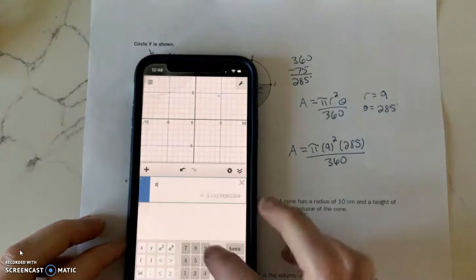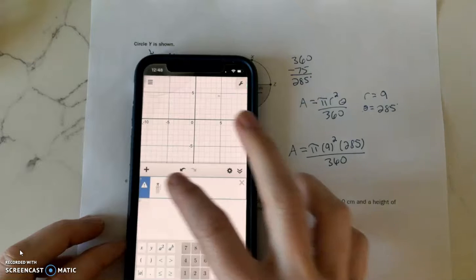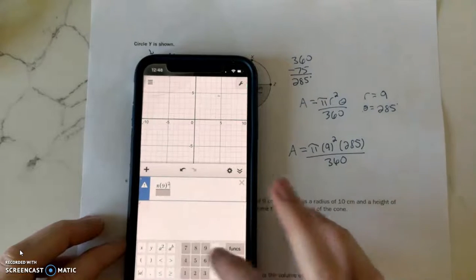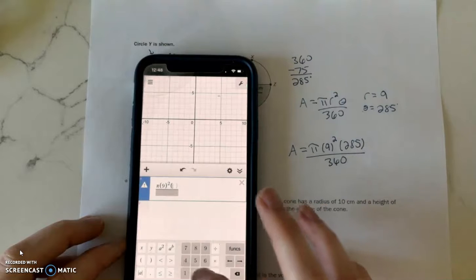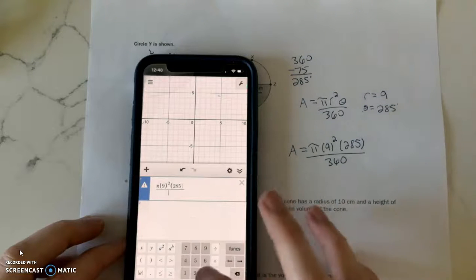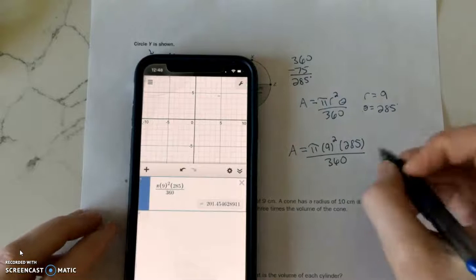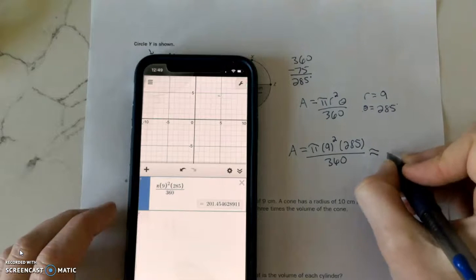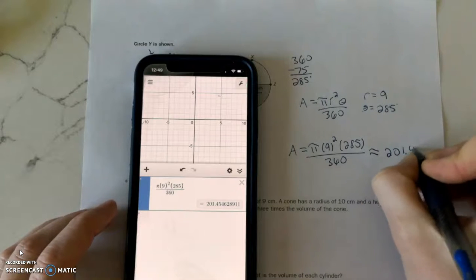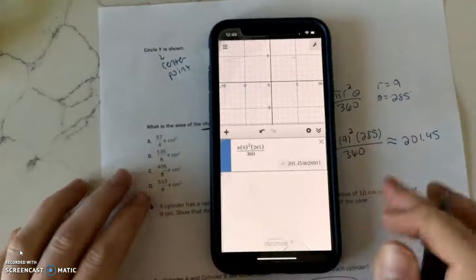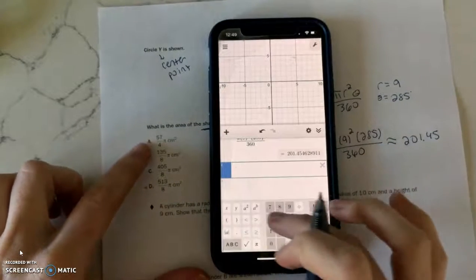So pi divided by, I'll go back up to the top, 9 squared times 285 all over 360. Make sure you're in degrees. All right, so that's going to give me a decimal of 201.45. Now let's go ahead and put these answer choices in the same format.